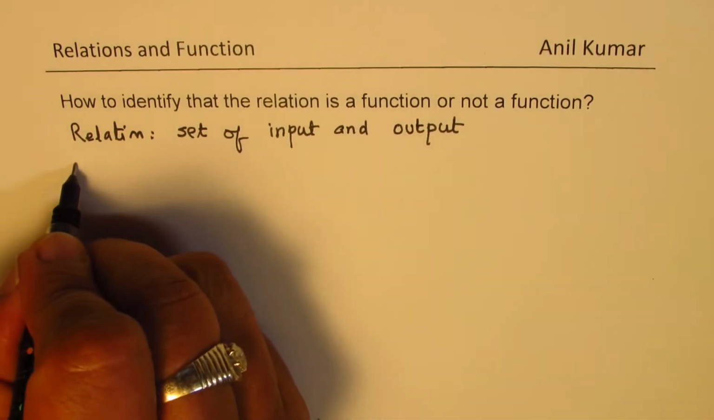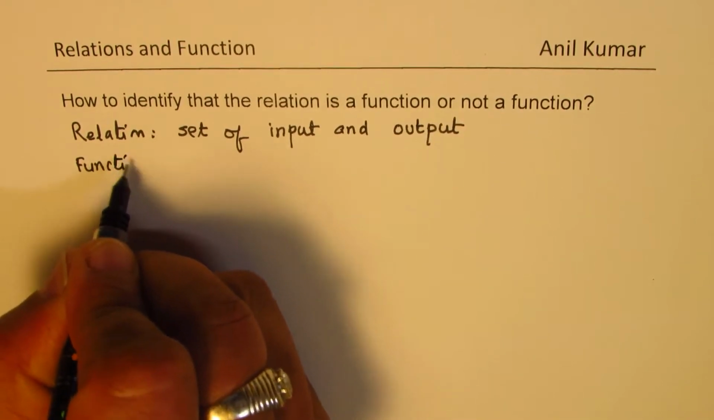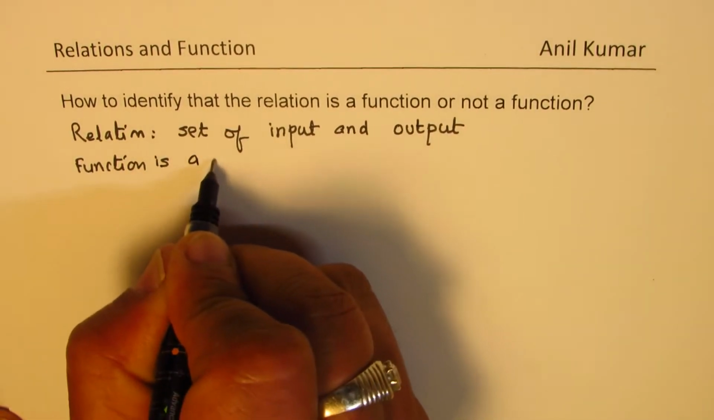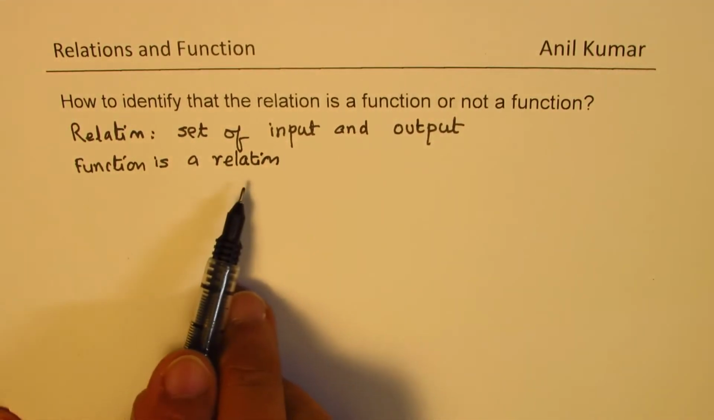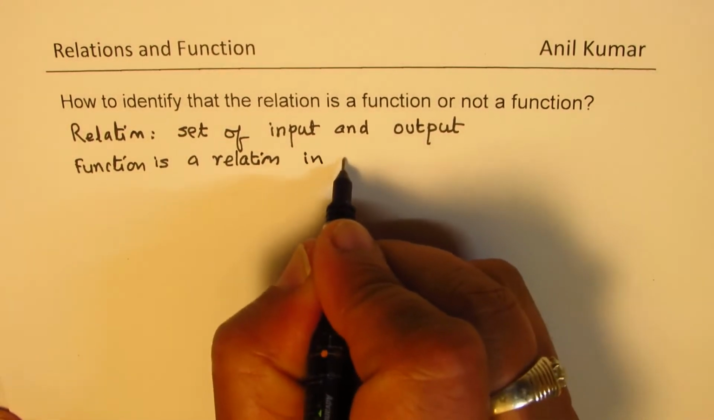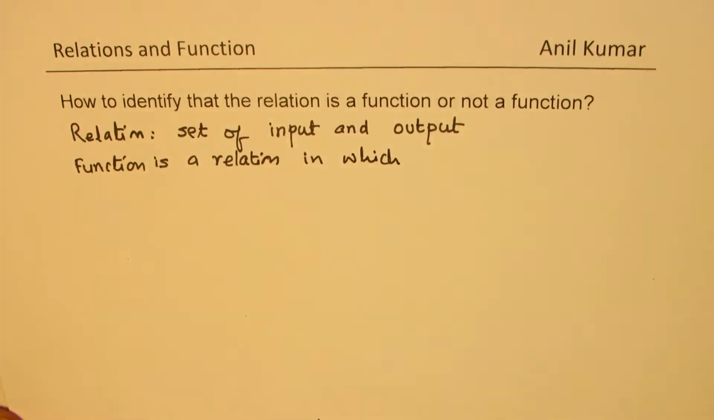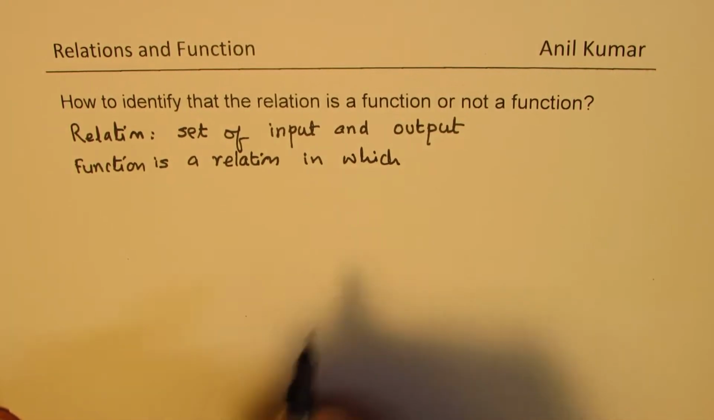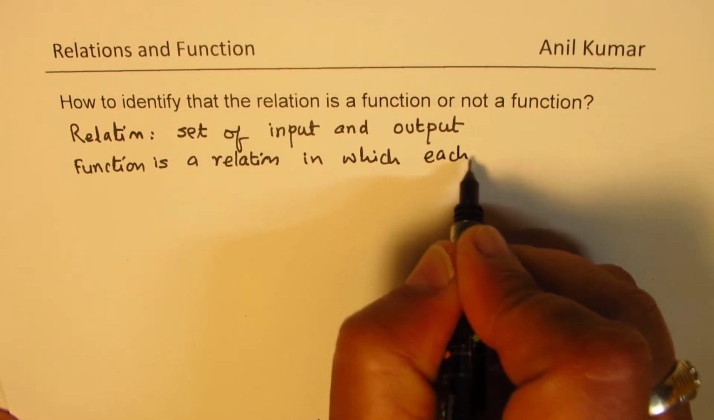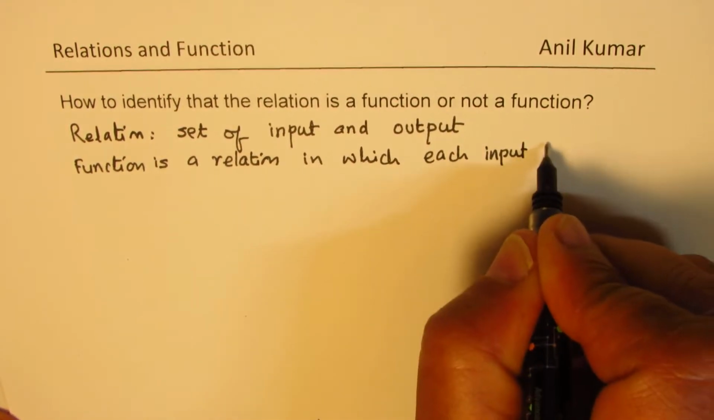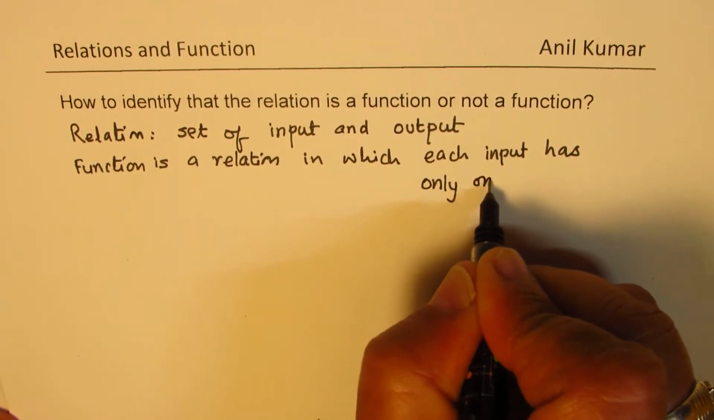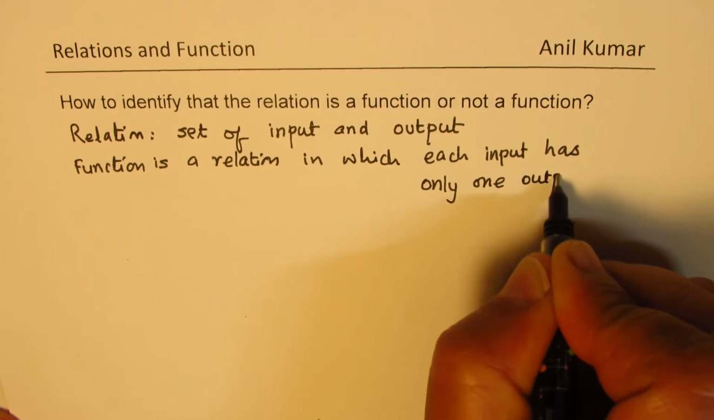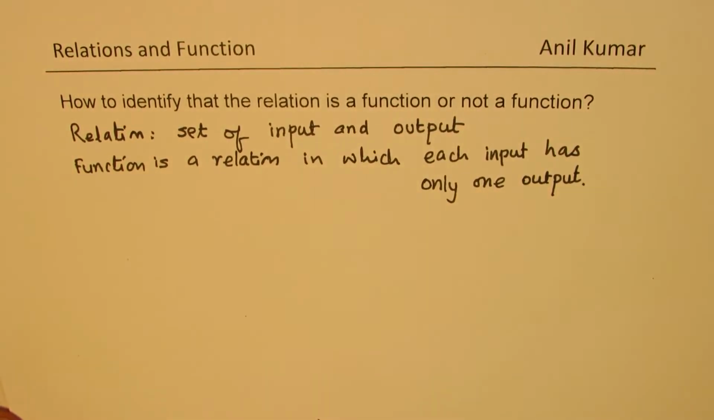Now how about a function? The first very important thing to understand is that a function is a relation. Every function is a relation in which we have a condition. What is the condition? That each input has only one output. That is what makes a function different from a relation, correct?